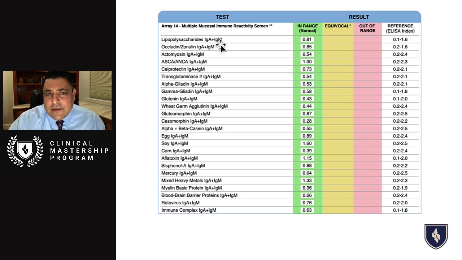So they individually did test IgA in saliva and IgM in saliva, and they found that the IgA plus IgM immune antibody response was the most stable and most sensitive response they could check. That's why you'll see IgA plus IgM.